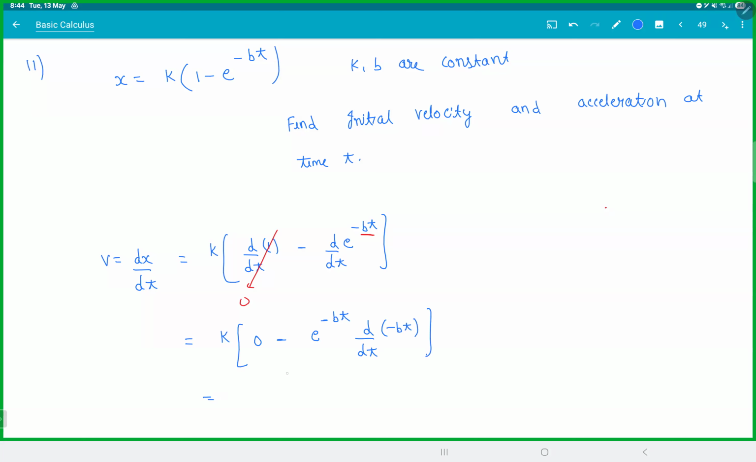B is again a constant, so it comes out. So that will be k into b e power minus bt dt by dt. Dt by dt is 1, so that will be kb e power minus bt. Have a look at this.